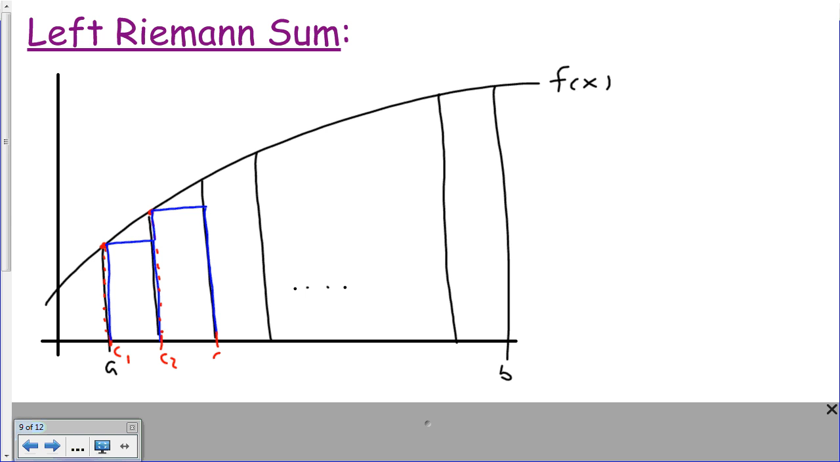We'll continue with this. This will be C3 at the left side of the third subinterval. This point right here will be used to determine the height of that third rectangle, and we end up with a third rectangle that looks like that, and so forth, all the way up to the very last subinterval. We'll name this point C sub n. This point is used to determine the height of that last rectangle, so that gives us a rectangle that looks something like this. And that would be a left Riemann sum, using the left-hand side of each subinterval to determine the height of each rectangle.